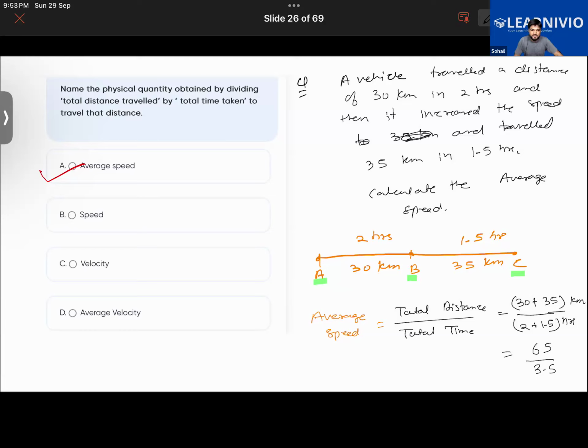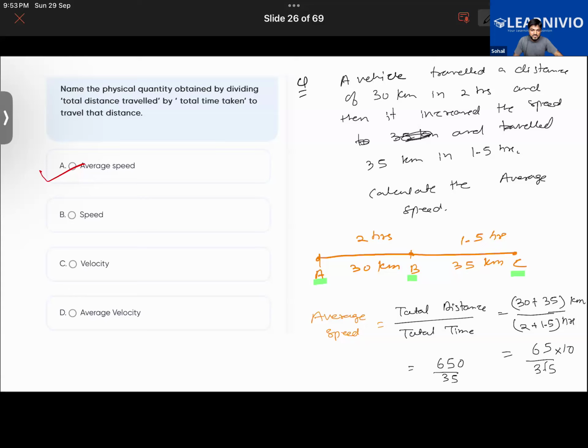Sir, I got 1.2. How can it be 1.2? No, not 1.2. Remove the decimal here, and the numerator will be multiplied with 10. Now it is 650 upon 35. Sir, 18.5. Exactly. Okay, now you're getting 18.5. Well done. Okay, now see, this is the answer all of you should be getting. Some of you need to work on the division.